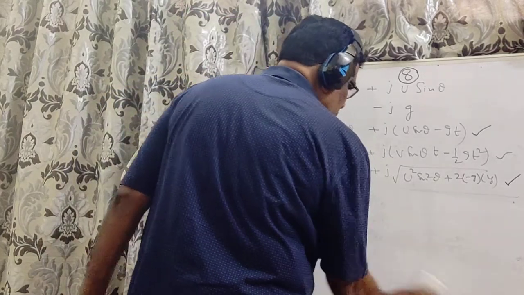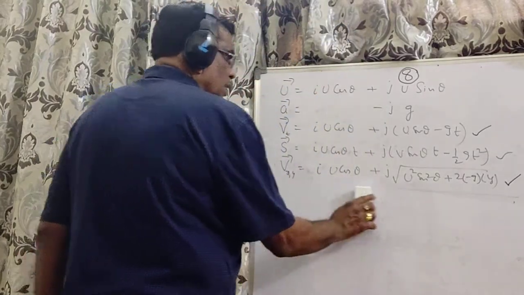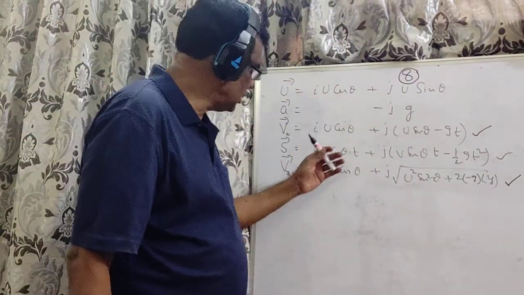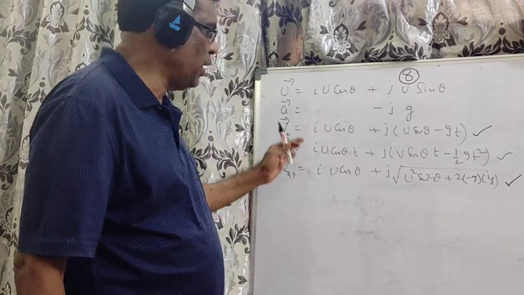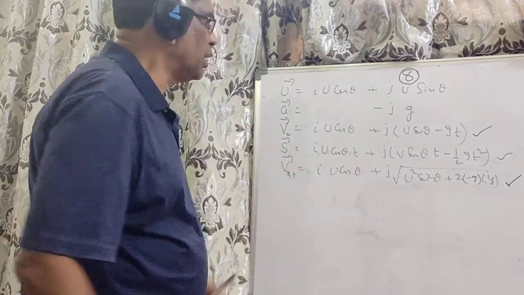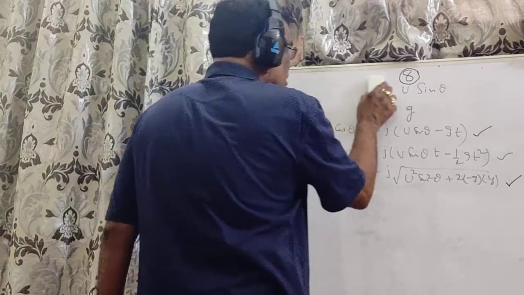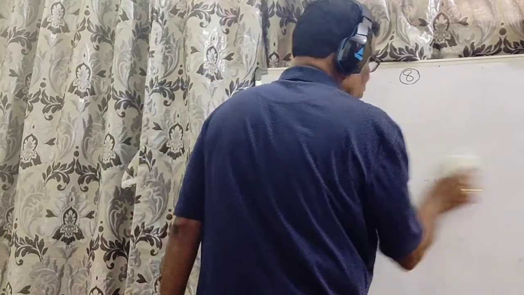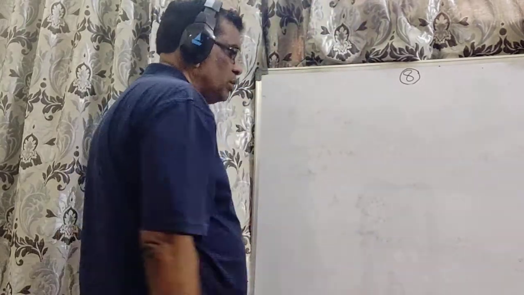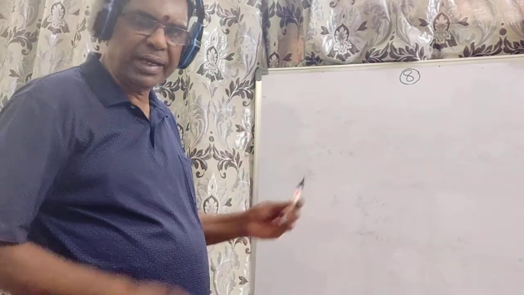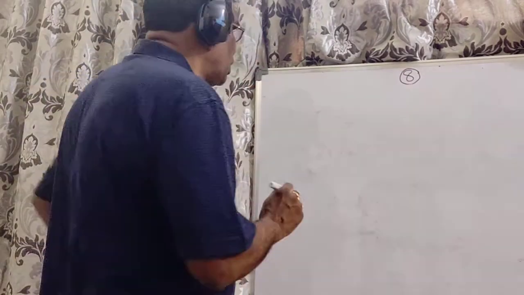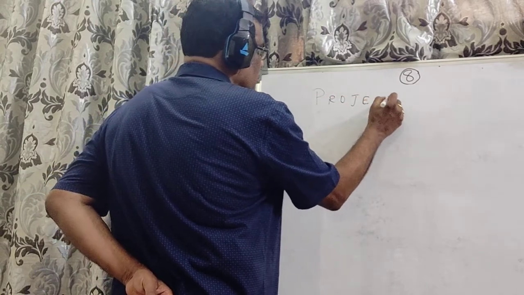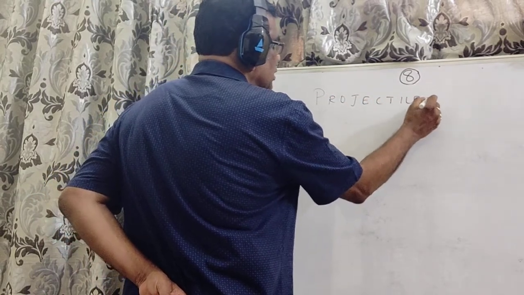Now, with this little background of writing down the velocities, accelerations, the displacements, everything in vector form, we can get many of the parameters which are otherwise rather difficult to obtain. Now remember, with this little background, let me now look at the topic projectiles.